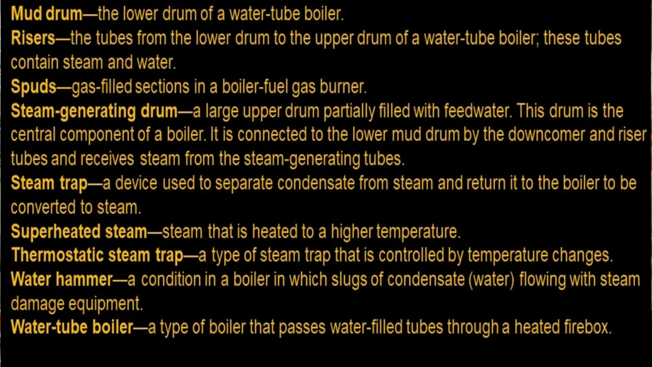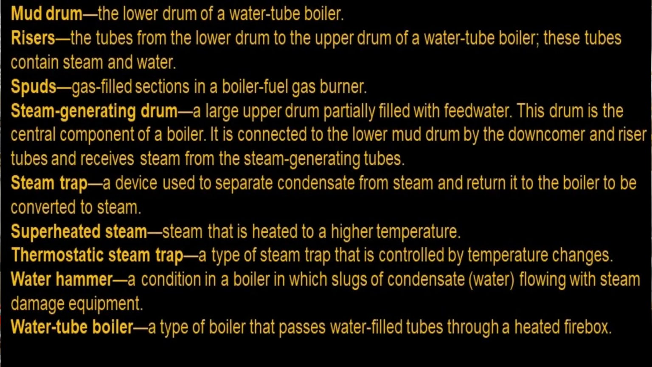Mud drum is the lower drum of a water tube boiler. Risers are the tubes from the lower drum to the upper drum of a water tube boiler. These tubes contain steam and water. Spuds are gas-filled sections in a boiler fuel gas burner. Steam generating drum is a large upper drum partially filled with feed water. This drum is the central component of a boiler.